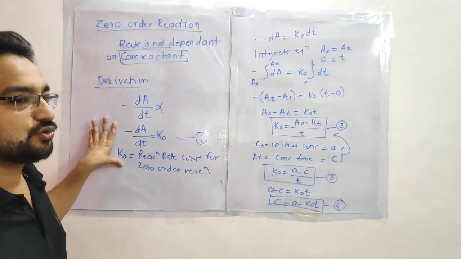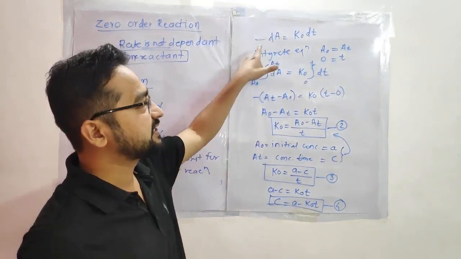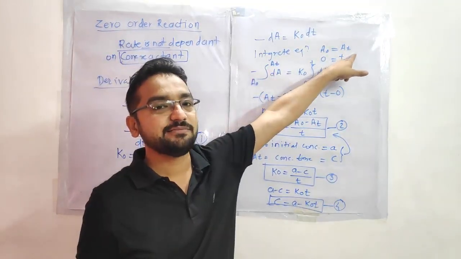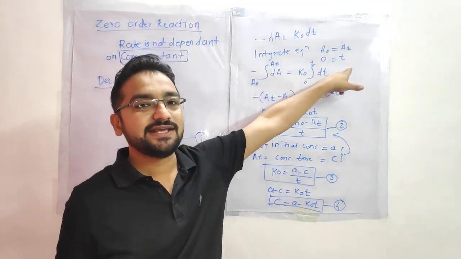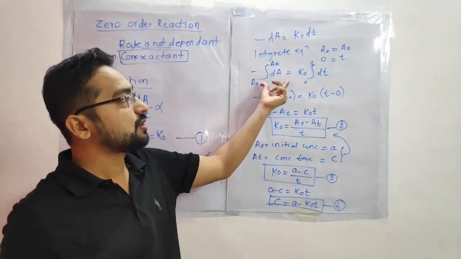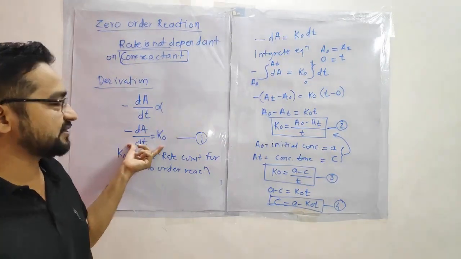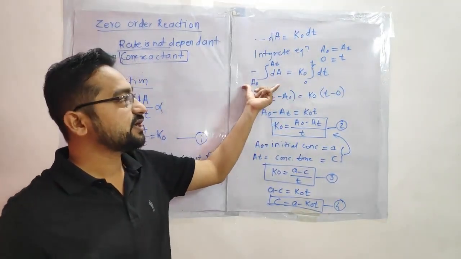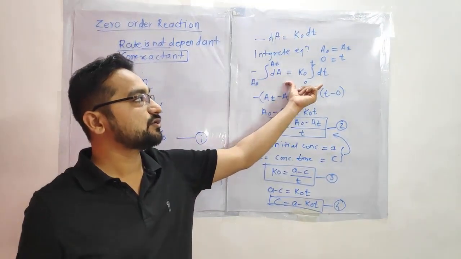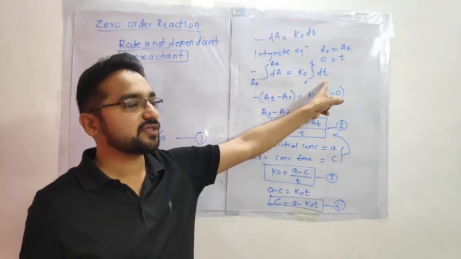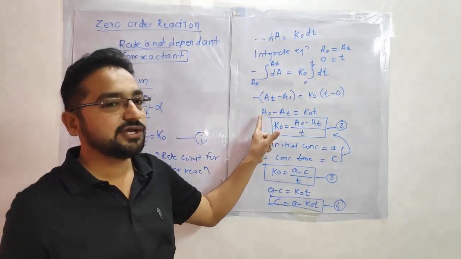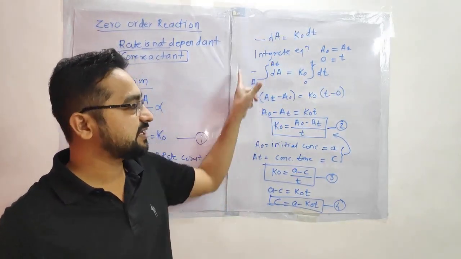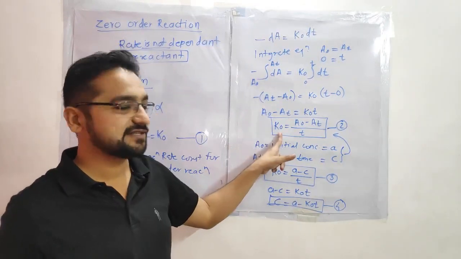Now we want to integrate this equation. We need to integrate from the initial concentration to the concentration at time t, with 0 to t as the time interval. So we have simplified this equation as minus dA is equal to k0 into dt. So a0 to at is equal to k0, 0 to t, dt. If you integrate it, you will find a0 minus at after removing the minus sign, multiplying by that minus sign, and this is the final equation.